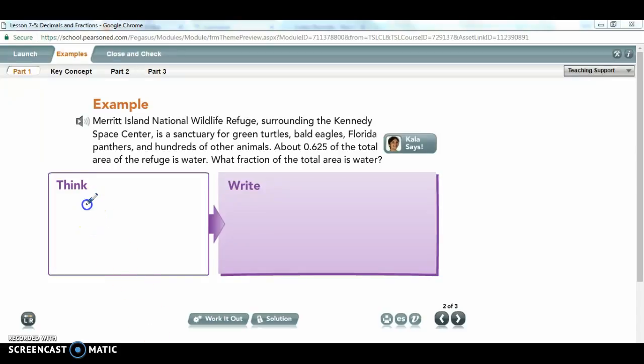So what I want to think about is the decimal that they gave me, 0.625. So they already read it in the problem, but how you read it is 625 thousandths. It's important to know your place values and to know that this is in the thousandths place. If I want to know what it is as a fraction, I can simply take 625 and write it over 1,000. So I'm writing 625 over 1,000.